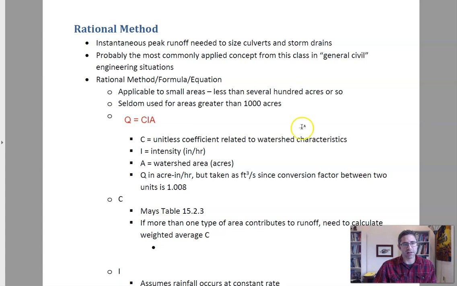Okay? So I think why it's called the rational method is not because it's such a rational approach to things, but because of the ratio part of it. The C being what ratio of what falls runs off, but I'm not sure.